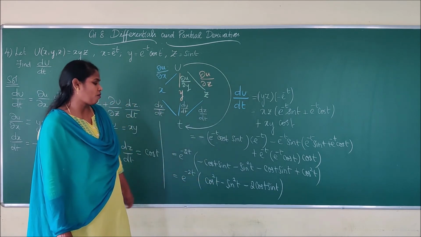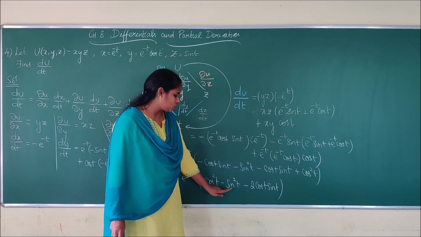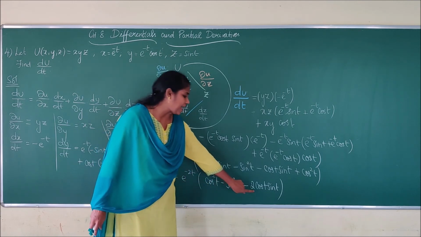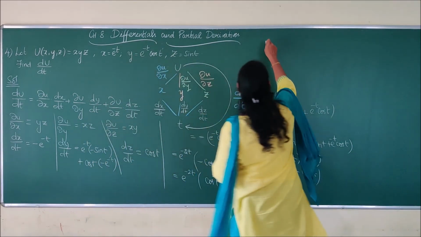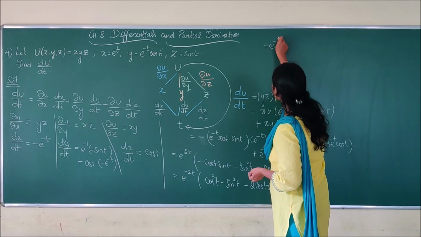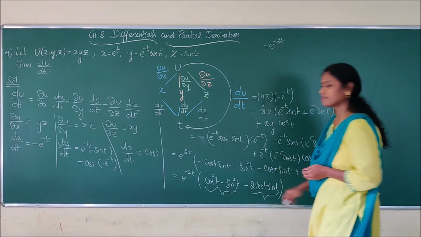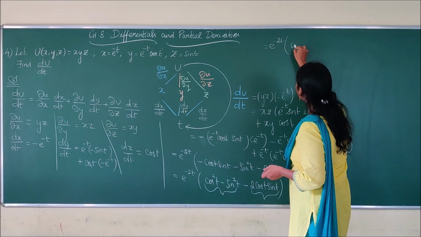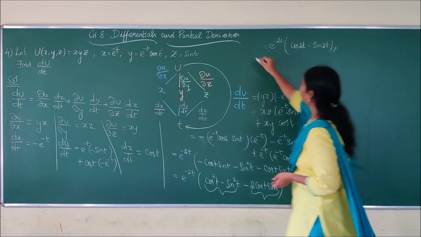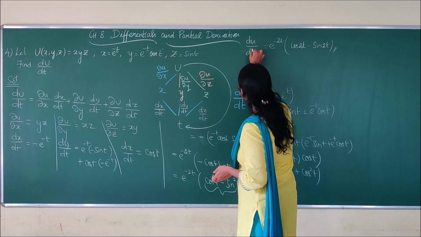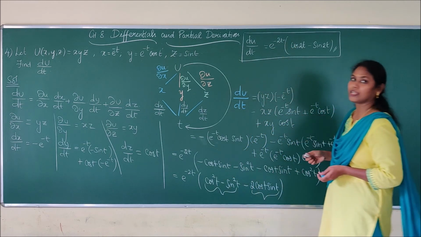You all know the formula. We cannot make this a square minus b square because I have minus here. So cos square t minus sin square t is the formula of cos 2t, and 2 sin t cos t is the formula of sin 2t. This is a trigonometric formula. So I can write this as e power minus 2t times cos 2t minus sin 2t. Finally, our du by dt is nothing but e power minus 2t into cos 2t minus sin 2t.